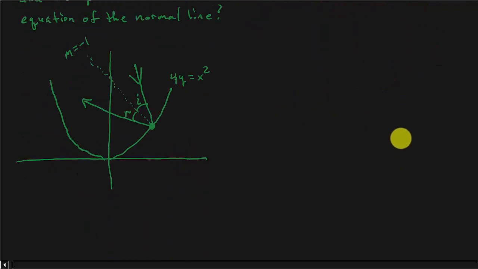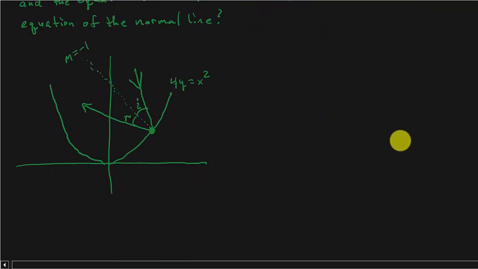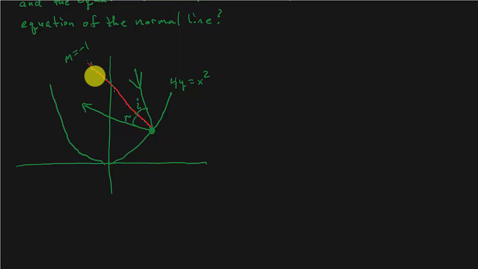Okay, so that's a lot there, but let's see what we have to find. So we have our parabola right here. We have the normal line right here. It's that dotted green line. Let's just kind of put that in red. That's your normal line. Okay, and the slope of this normal line is -1. Well, they want us to find the equation of the normal line.